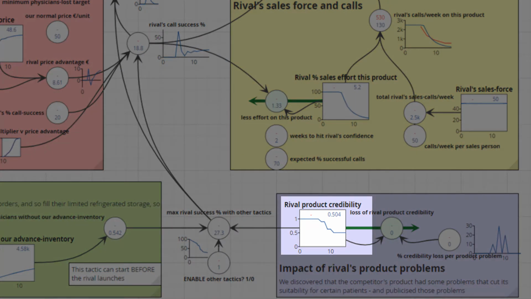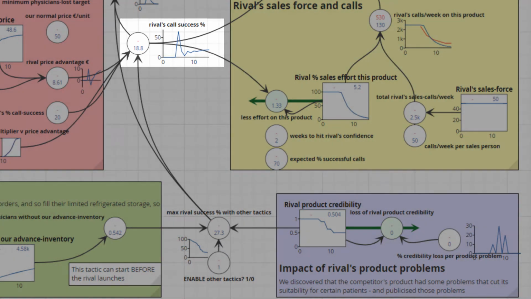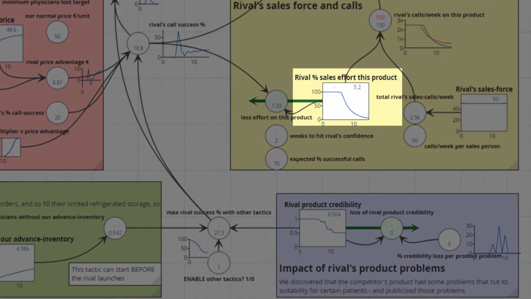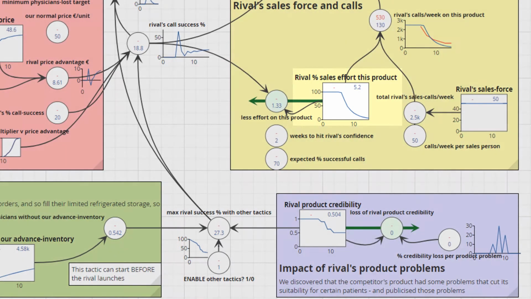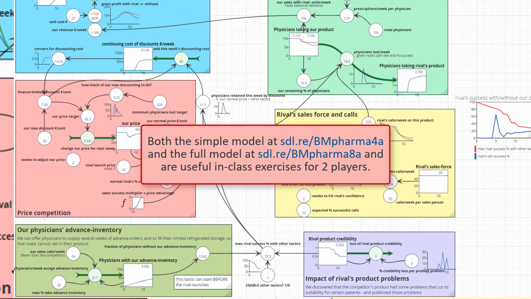So again, when our competitor's salespeople go and call on the same doctors, the doctor says, well, I'm not so sure about this product. It's not quite as good as you say it is. And that again reduces the call success, and that again diverts their sales effort away from this product. So with all those additional factors at work here, you can end up with really substantially better outcomes.